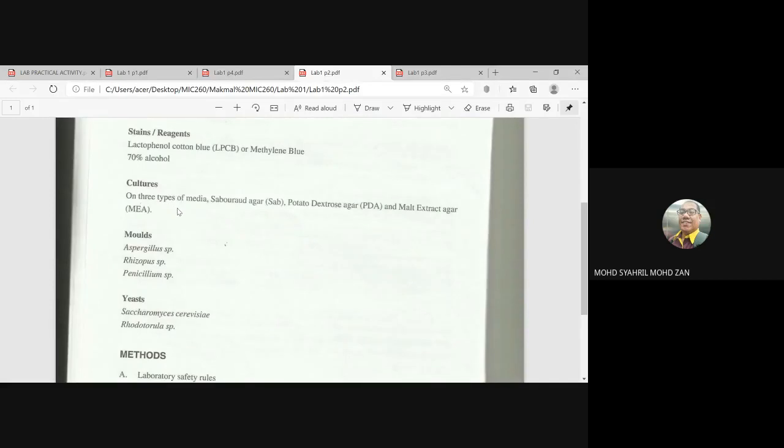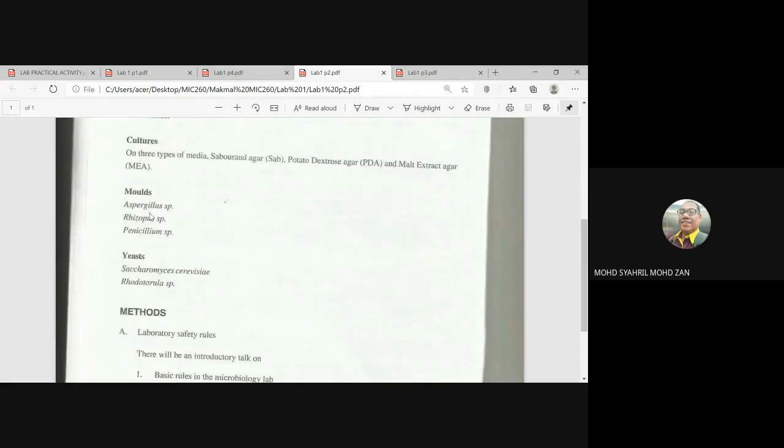So we need special culture. There are 3 types of media, what we call SAB or Sabouraud agar, potato dextrose agar or PDA, and malt extract agar ataupun MEA. Right? So using a mold, genus yang kita gunakan adalah Aspergillus, Rhizopus, and Penicillium. Yeast kita gunakan Saccharomyces cerevisiae, Rhodotorula species.